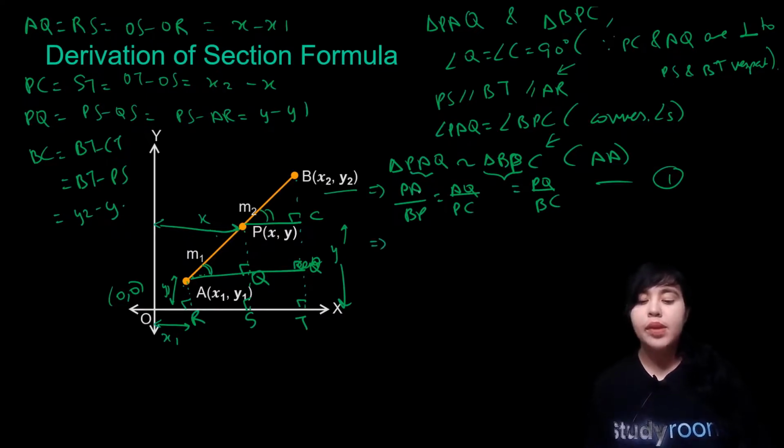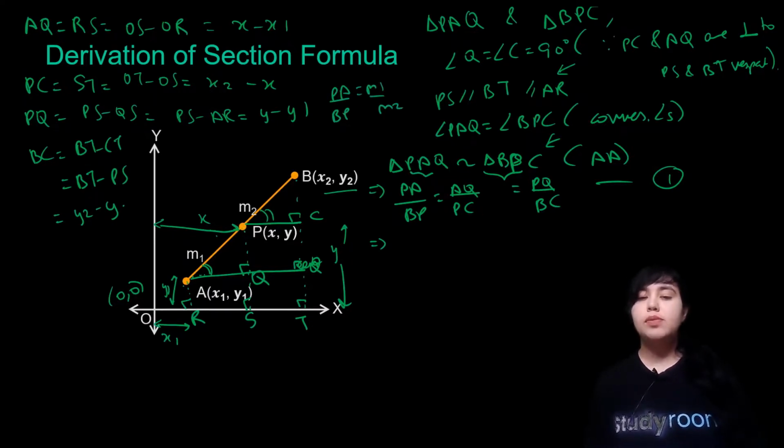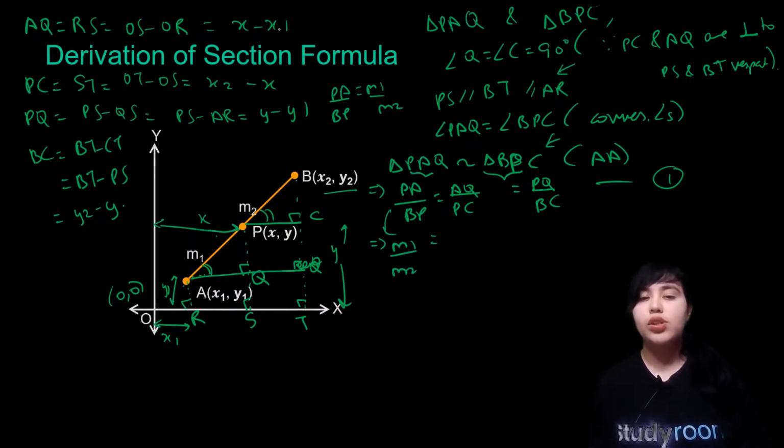One more thing over here. Here we are saying PA upon BP. Now if you notice carefully, PA upon BP should be equal to M1 upon M2 based on the basic construction. Since P is dividing line segment AB in the ratio of M1 is to M2, therefore this distance PA over BP should be M1 upon M2. So I can say M1 upon M2 over here, and instead of AQ upon PC, I can substitute x minus x1 upon x2 minus x. Okay, and instead of PQ upon BC, I can substitute y minus y1 upon y2 minus y.